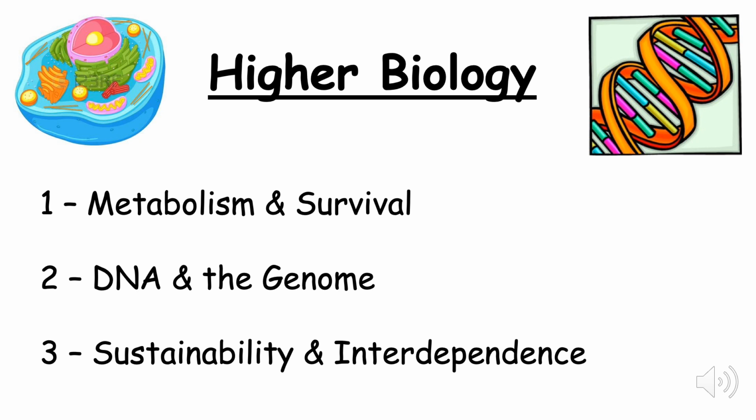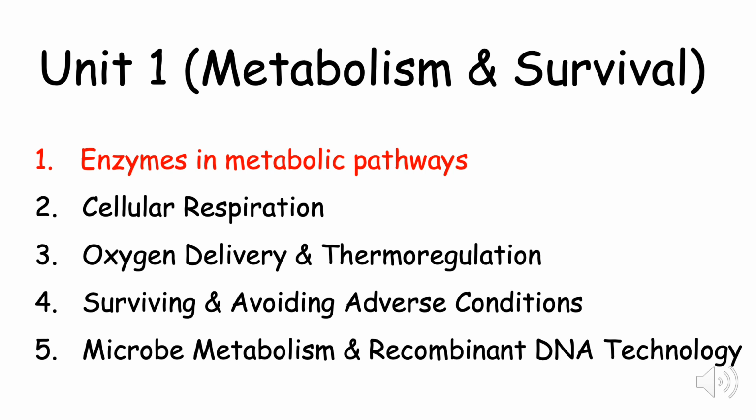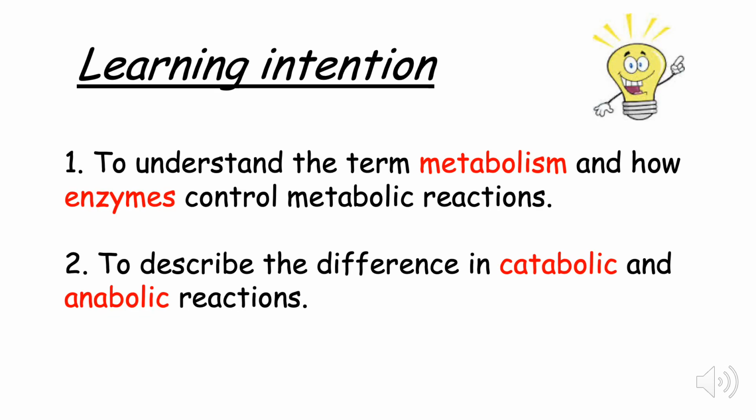The Higher course has 3 main sections. In St Ninians, what we do is we start with the metabolism and survival unit. Okay. So in the metabolism and survival unit, there are 5 key areas. We're going to start from the start today with enzymes in metabolic pathways. There are 2 learning intentions this week. The first is to understand the term metabolism and how enzymes control metabolic reactions. And the second is to describe the difference in catabolic and anabolic reactions.